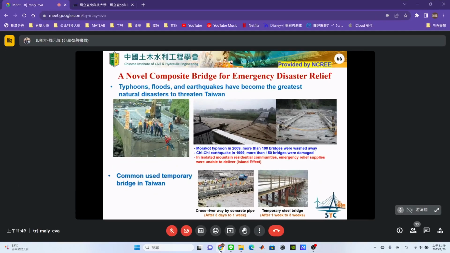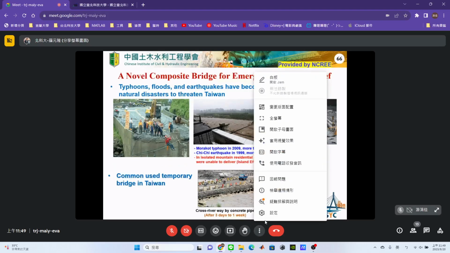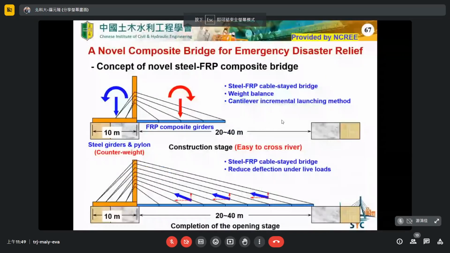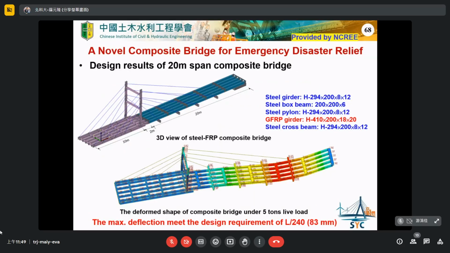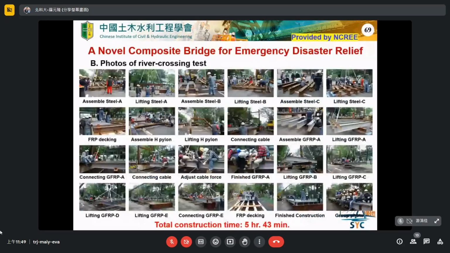we developed a simple model based on the cable stay bridge. We want only a few laborers to be able to build the temporary bridge to transport people, food and medicine to the isolated area as soon as possible. So we made the test. The photos show that only, I remember, 15 graduate students were working.